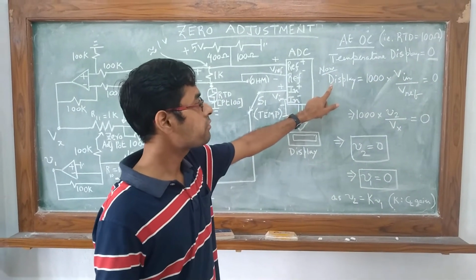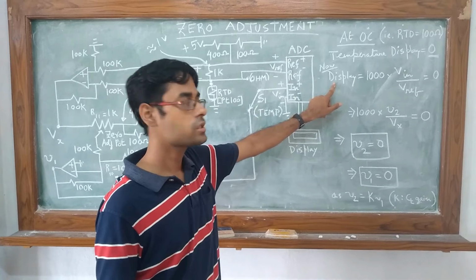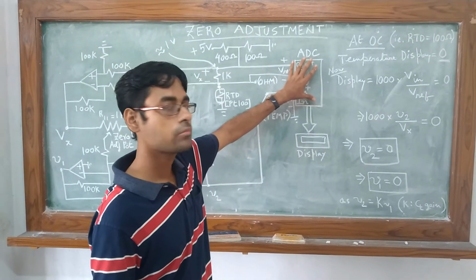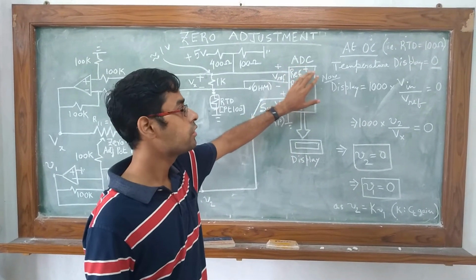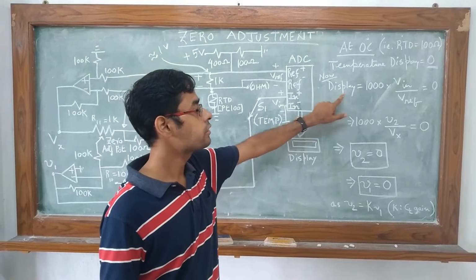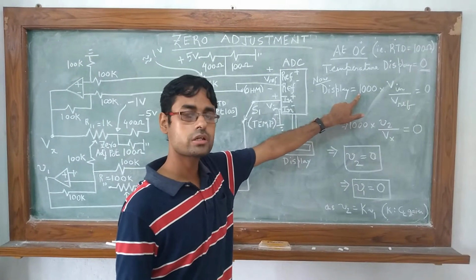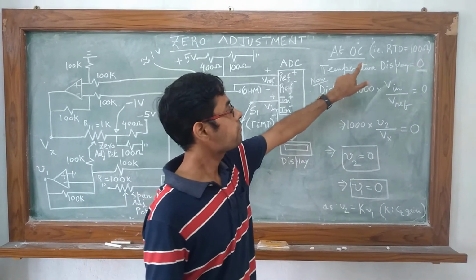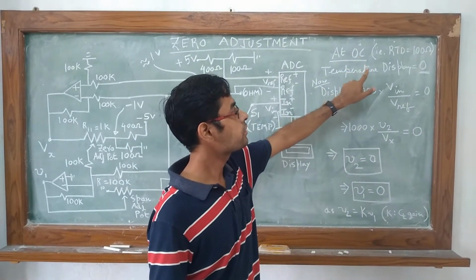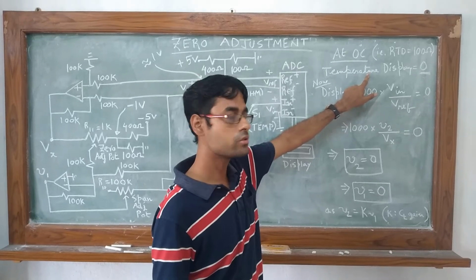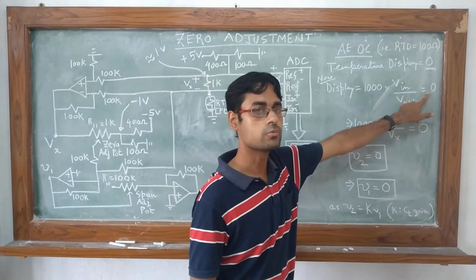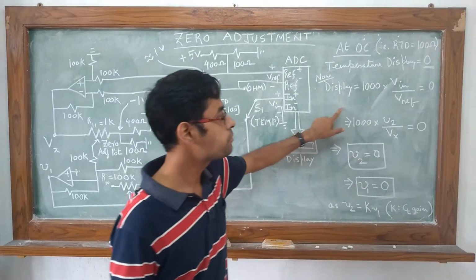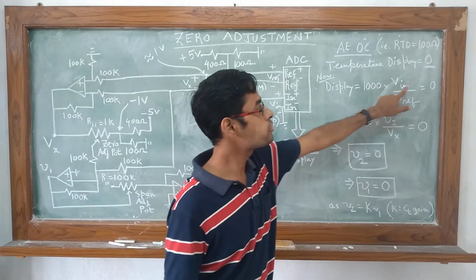Now if you remember from one of the previous videos, with this ADC ICL7107, we had seen that the display was equal to 1000 times Vin by Vref, and at 0 degree centigrade, if the temperature display should be 0, then this should equal 0, which implies that Vin should be equal to 0.